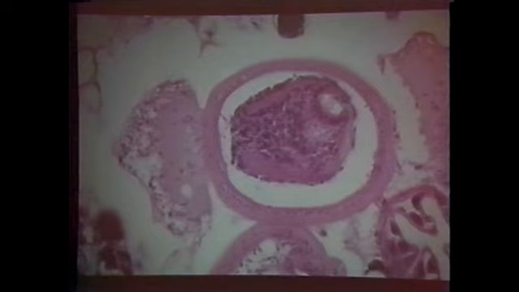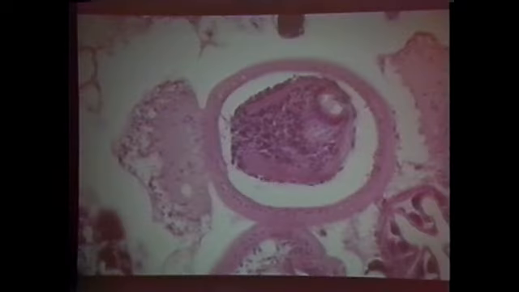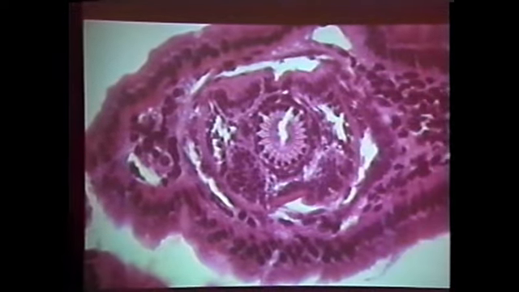Now, there are different types of larval forms that can form in animals. And this is a cysticercoid, which is in a beetle. And it's very difficult to find in a mouse intestine. But this is one. Here's suckers. Here's a little rostellum, and it's in the villus itself.